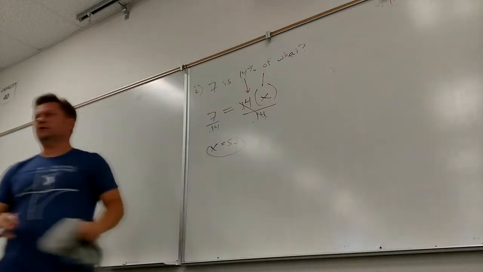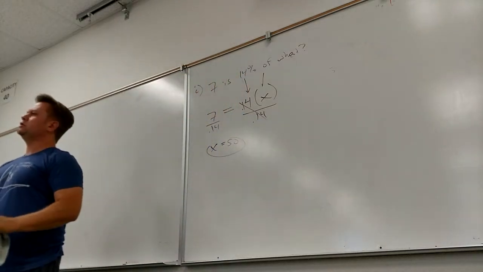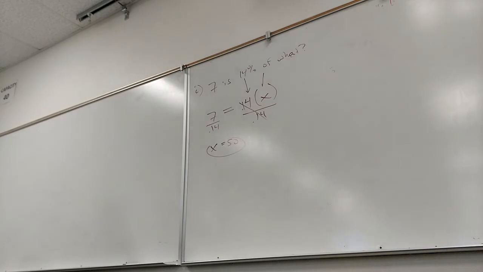7 is 14% of 50. What's 14% of 100? 14. So how do you get 7? Half of 100 to make it half of what it was. So 14% of 50 would be half of 14% of 100. I mean, everything connects back to itself.